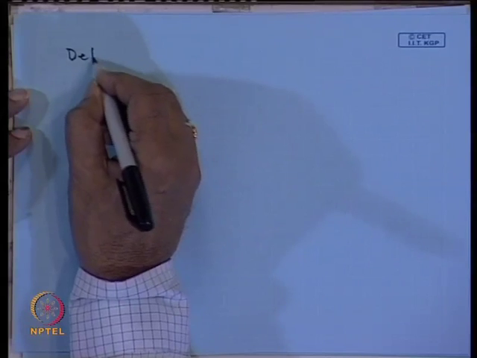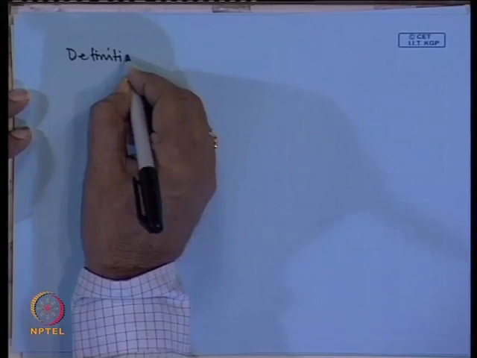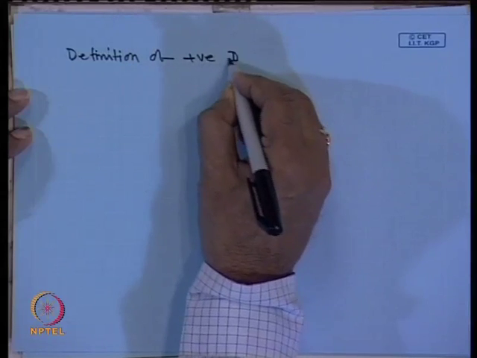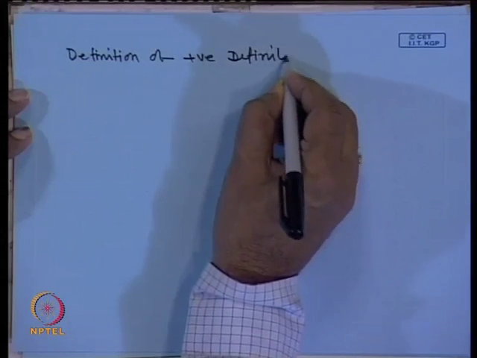So, we can see next. We know what a positive definite quadratic function, a negative definite quadratic function, a positive semi definite quadratic function, and a negative semi definite quadratic function are. Along the same line, we have the definition of a positive definite matrix, which is linked with this.